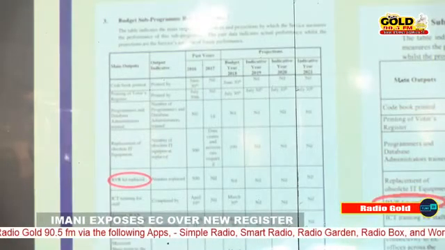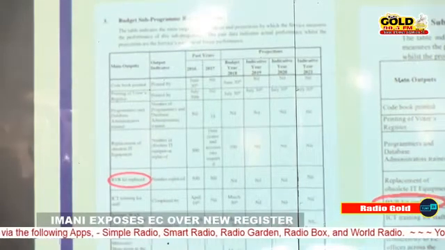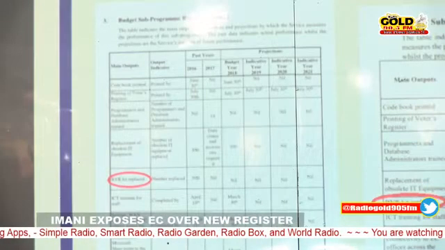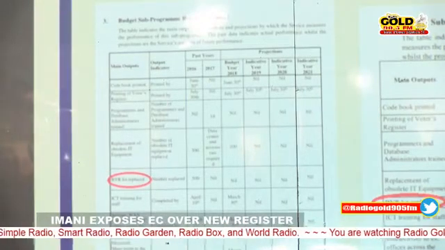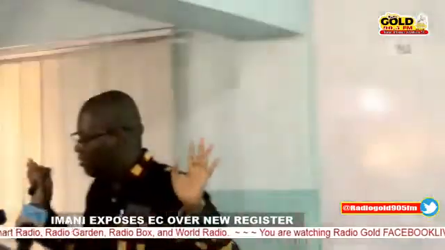One of them must be lying, the Ministry of Finance or the EC. Because if the system entirely dates from 2011, and we have records showing that you are buying more and more of them in 2016 and 2018, then somebody is lying to Ghanaians. It's a very simple argument.